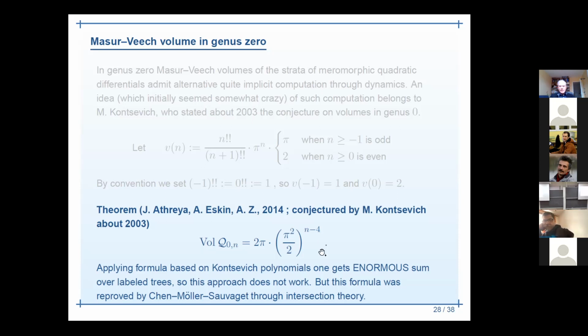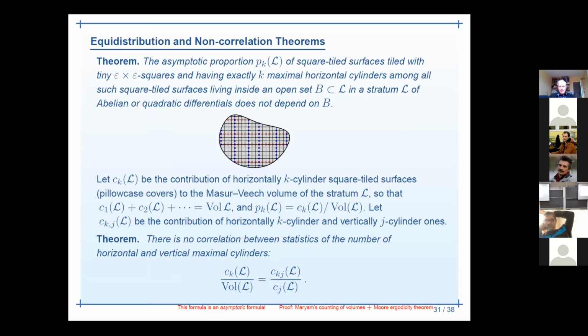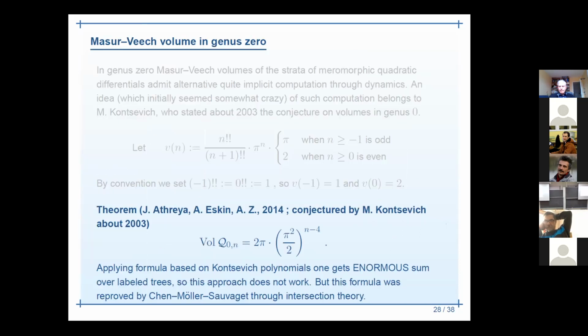This mystery is partly demystified by recent work of Chen, Möller, Sauvaget, where they obtained a formula for Masur-Veech volumes through Hodge integrals and through intersection theory. Then there should be some expression for this, an expression for an enormous sum over labeled trees. Therefore, this enormous sum is a kind of combinatorial identity, and what kind of identity is it?